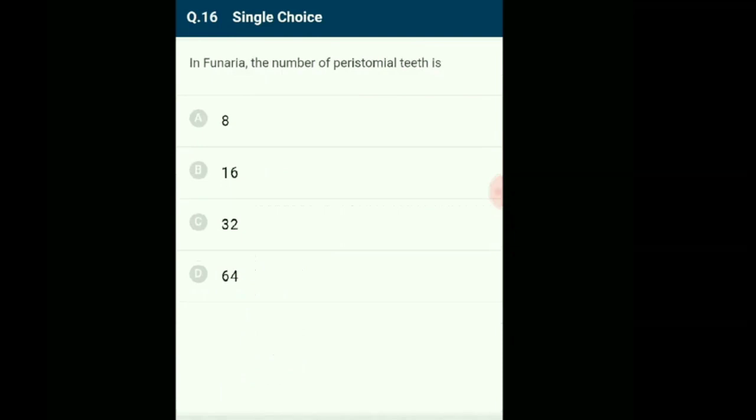Question number 16. In Funaria, the number of peristomial teeth is. The sporogonium of Funaria is composed of the apophysis, theca and operculum. The peristome lies immediately underneath the operculum. It consists of two sets of long conical teeth. There are 16 teeth in each set, totally 32. The teeth of both sets are on the same radii and thus opposite to each other.